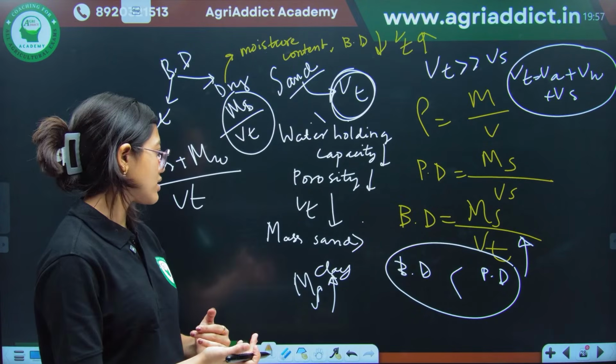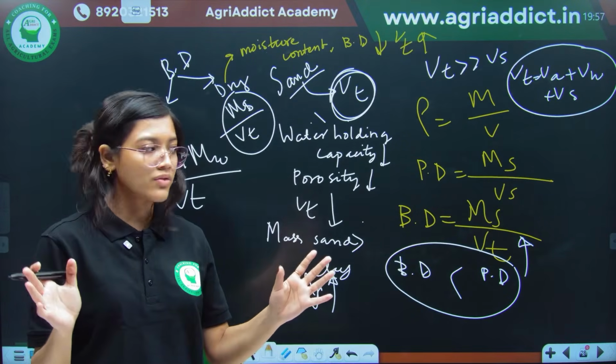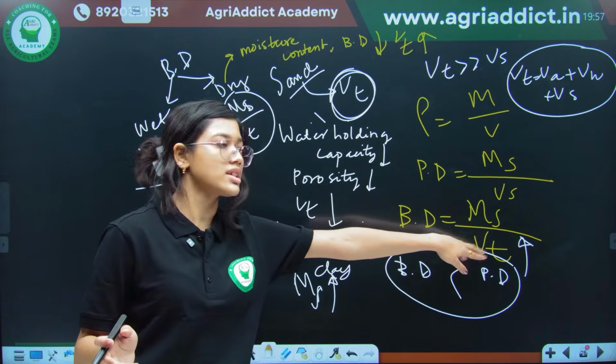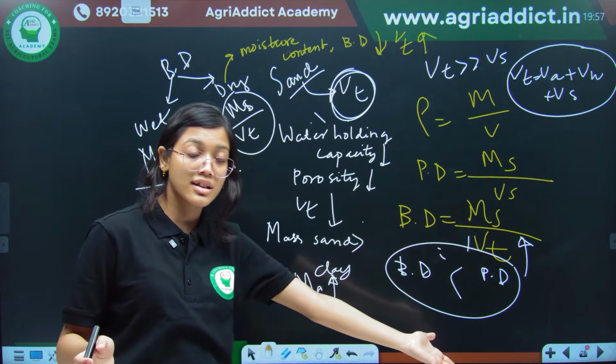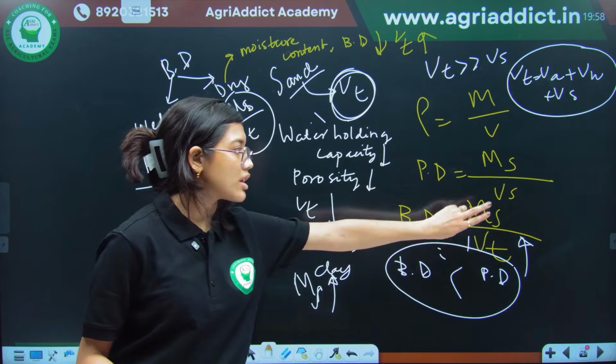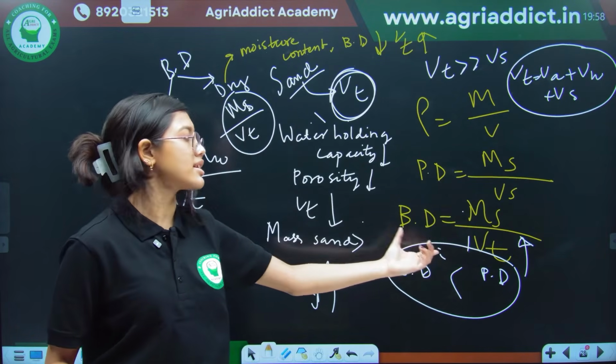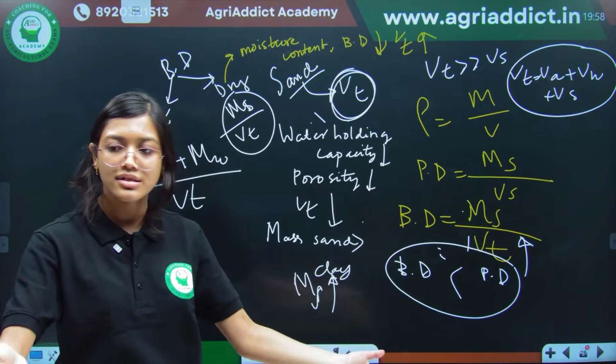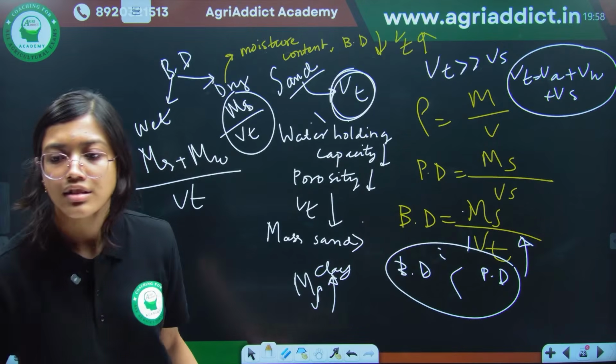Porosity is also less because we are considering the total volume. So this factor, that is the denominator, is already decreasing, and the mass of sand is also greater than that of clay. So the numerator increases, the denominator decreases. That means the bulk density will increase. Fine, got it? Did you get it?